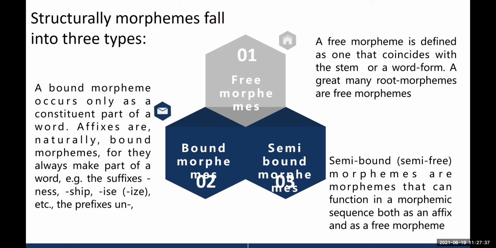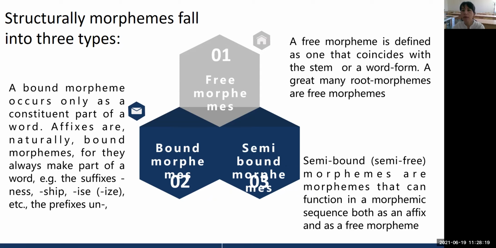And the next type is the semi-bound morphemes. Sometimes we are confused when we differentiate the semi-bound morphemes, because the semi-bound morphemes are morphemes that can function in a morphemic sequence both as an affix and as a free morpheme. For example, the word sleep well. Here the word well functions as a word, but when we say well done, well educated, here well is a bound morpheme.